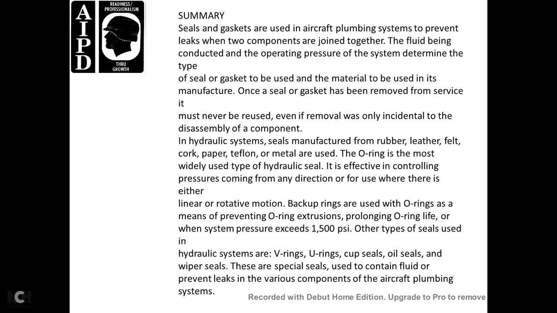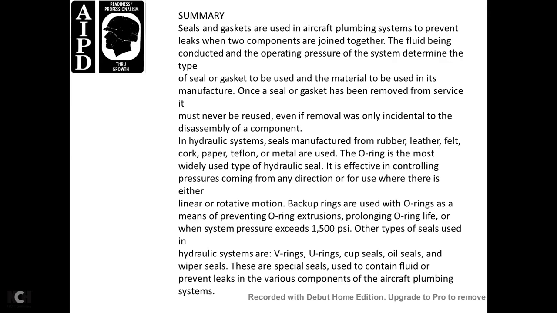The fluid conducted and the operating pressure of the system determine the type of seal or gasket to be used and the material it is manufactured from. Once a seal or gasket has been removed from a surface, it must never be reused, even if the removal was only incidental to disassembly of the component. Hydraulic system seals are manufactured from rubber, leather, felt, copper, paper, Teflon, or metal. The O-ring is the most widely used hydraulic seal, effectively controlling pressure coming from any direction, where there is either linear or rotative motion.